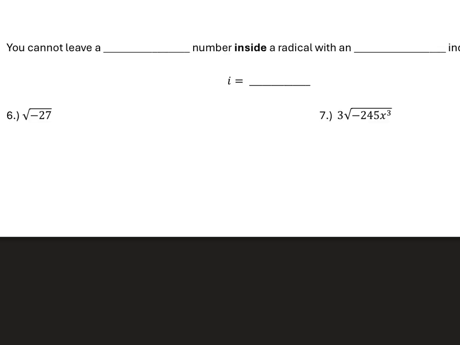We cannot have a negative number with an even index, a radical with an even index. So a square root, a fourth root, etc. You cannot leave a negative number under the radical. The key is that i is equal to the square root of -1. So that is the definition of an imaginary number. We can solve for imaginary roots, we just can't graph them.